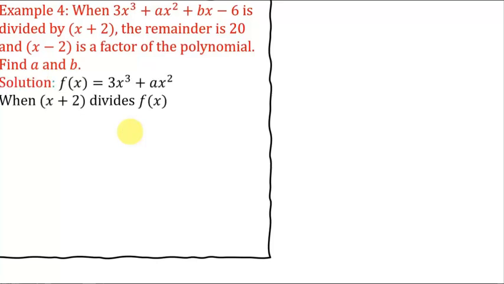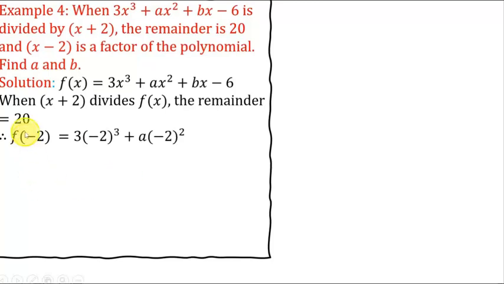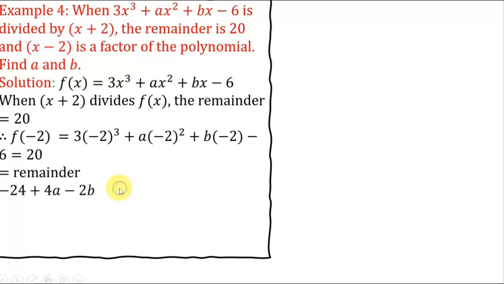Then we will find out the a and b using the simultaneous equation. Now see this here. Now here f of x is equals to 3x cube plus ax square plus bx minus 6. When x plus 2 is divided by f of x, the remainder is equals to 20. Okay. Therefore, f of minus 2 is equals to 3 into minus 2 cube plus a into minus 2 square plus b into minus 2 minus 6 is equals to 20. Okay. Next simplification, that is equals to remainder.